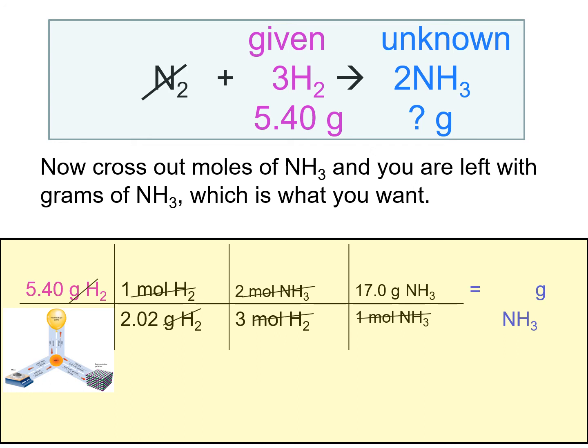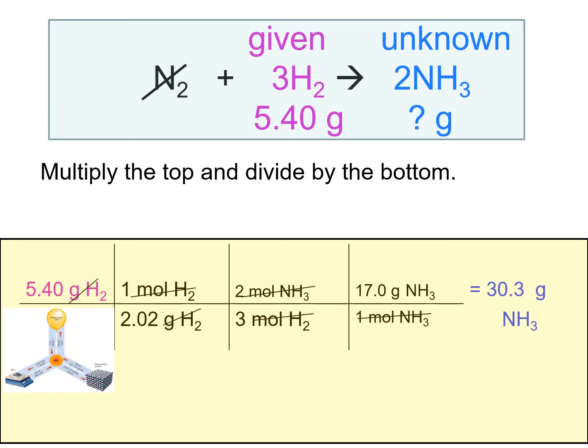It's time to do our math since we have the right unit and the right substance. So we have 5.4 times 1 times 2 times 17 in the numerator, 2.02 times 3 times 1 in the denominator. That should give you 30.3 grams of ammonia. That's our final answer.